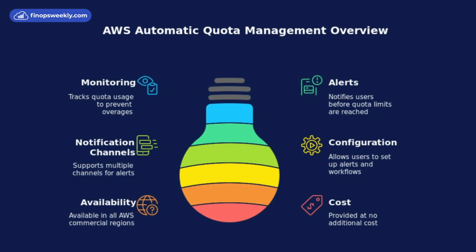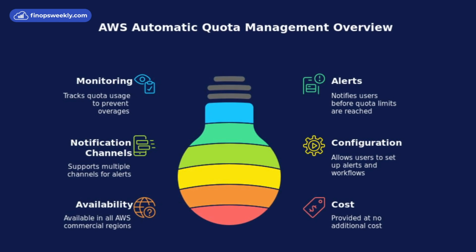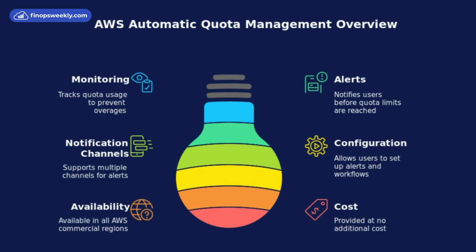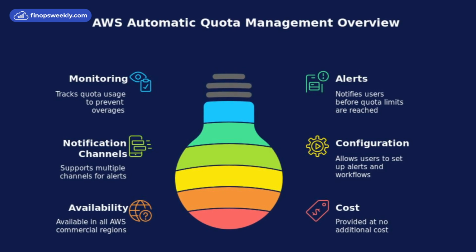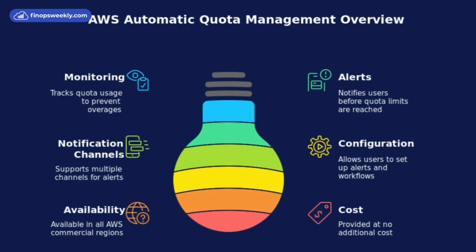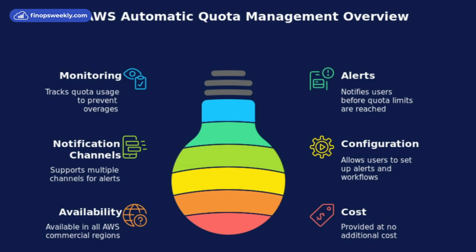So I would like to see a more, let's say, AI or more intelligent system where the quota is automatically expanded if you enable it to. So I hope this is the first step towards that evolution, but now you can get the alert and someone can definitely step into that. So this feature is available also at no additional cost in all AWS commercial regions.